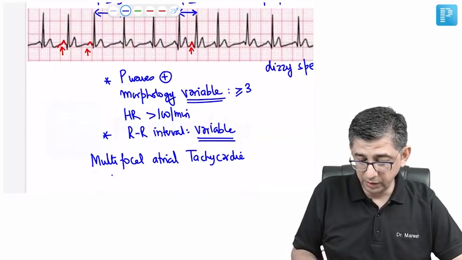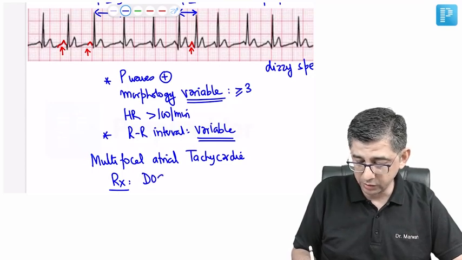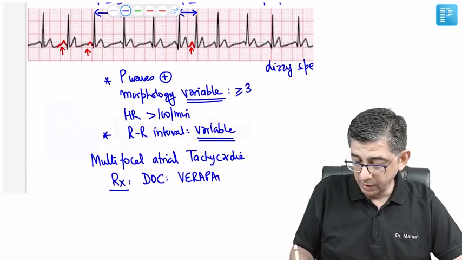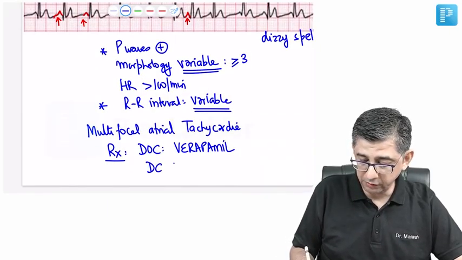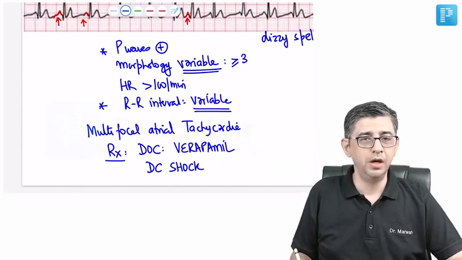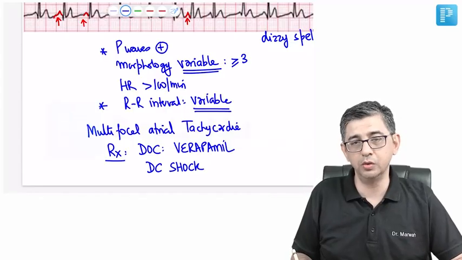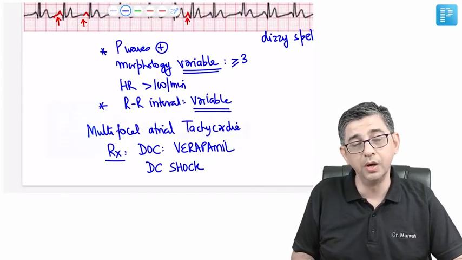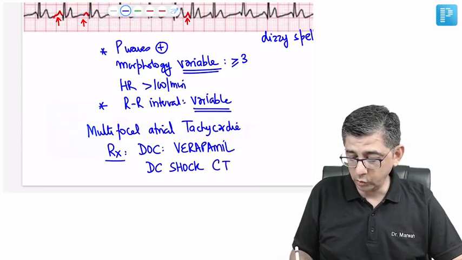If he asks in the exam for the management of multifocal atrial tachycardia, what would be the drug of choice, your answer would be verapamil. And in this condition, we do not give DC shock. I mean, traditionally, whenever I'm going to describe any tachyarrhythmia, I'm always going to say DC shock, either cardioversion or defibrillation. Differences between the two you should also know, and I'll write them down also. But at the moment, the message is that DC shock is not to be given.